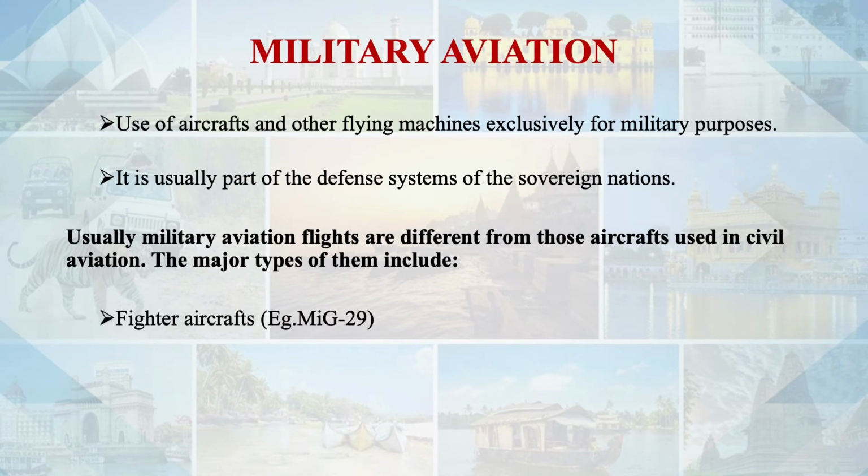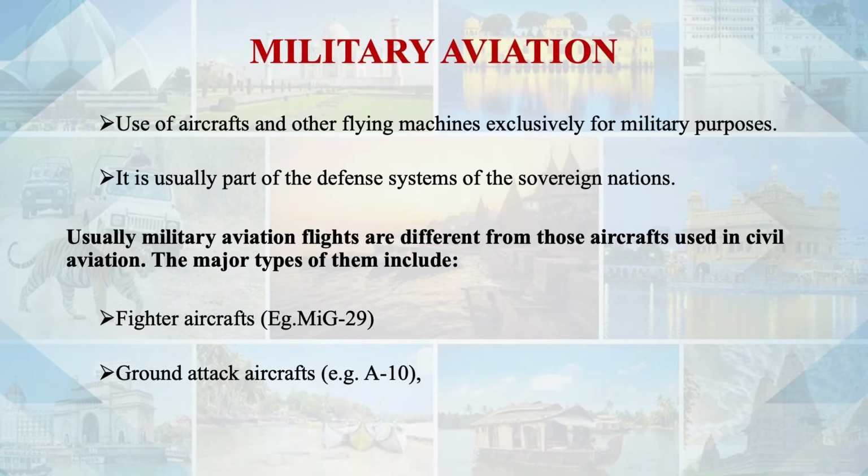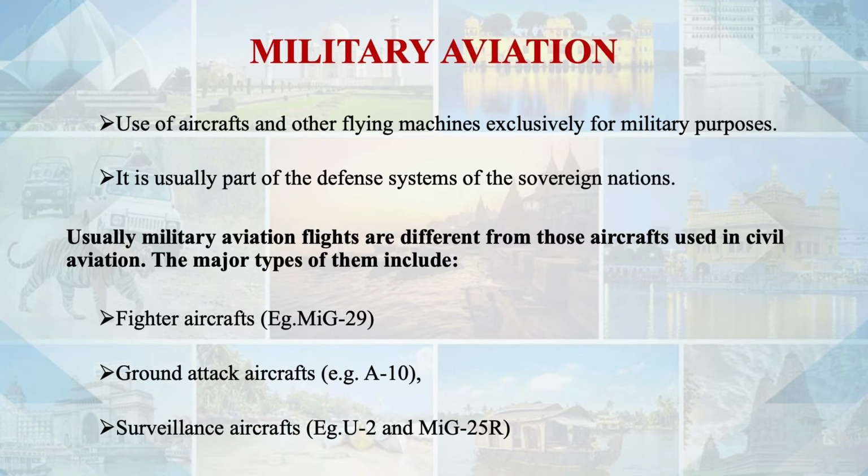There are different types of aircraft we can identify in military aviation. One is fighter aircraft, for example MiG-21. We come across this term quite often. That's a fighter aircraft. Some aircraft we call ground attack aircraft, for example A-10. A-10 is a ground attack aircraft. Surveillance aircraft are also there in military aviation. U-2, MiG-25 are some examples of surveillance aircraft.